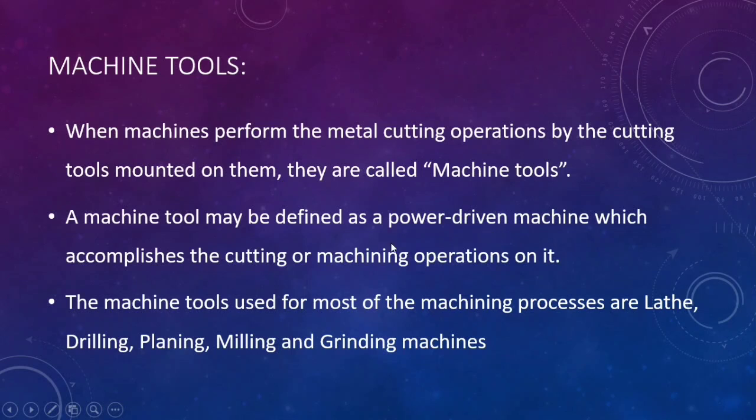If you want to use the lathe machine, you require a motor, and the motor requires electricity, or it may require some engines to give the rotational energy. So it's a power driven machine that accomplishes the cutting and machining operations. The machine tools used for most machining processes are lathe, drilling, planing, milling and grinding machines. Okay, so these are the machine tools.